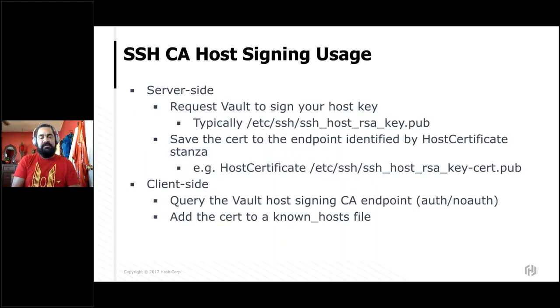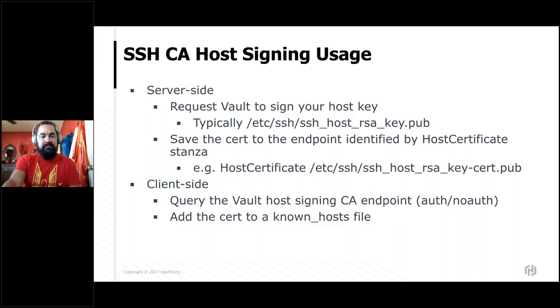How this looks on the server side: you request Vault to sign your host key. It's typically at this location, the SSH host RSA. If you have a different kind of encryption mechanism, of course, use the proper public key for that. And then you make sure that the SSHD configuration has the host certificate stanza.